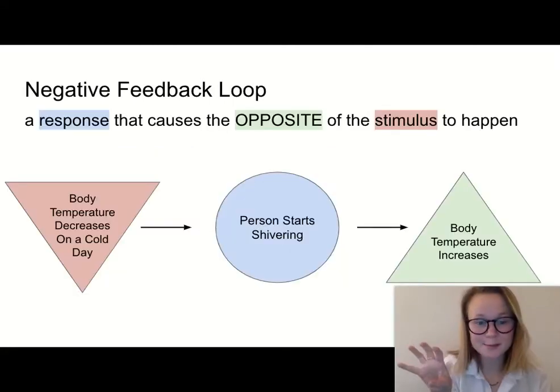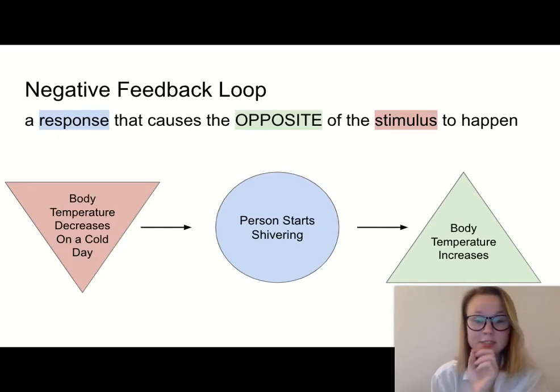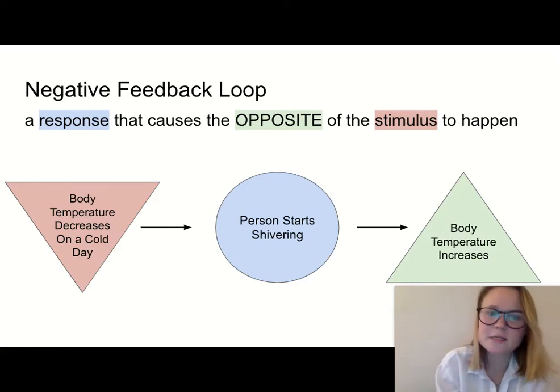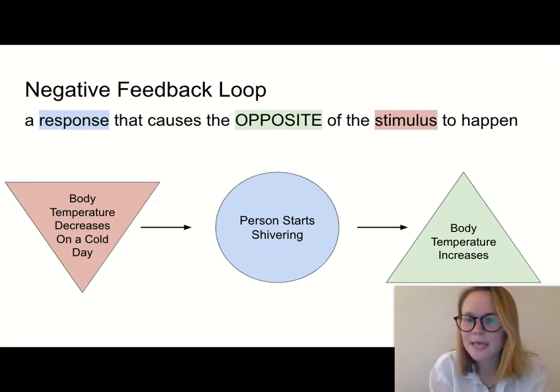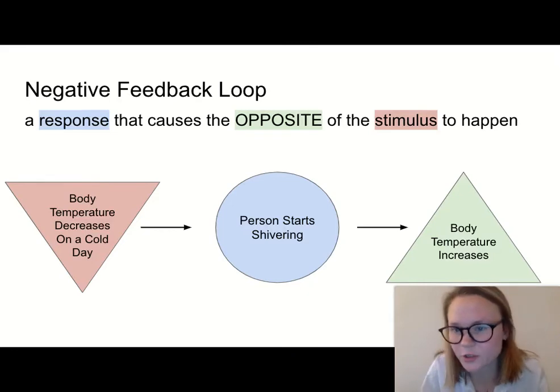So when there's been a stimulus and then a response, one of two things can happen. The first thing that could happen is called a negative feedback loop. And in a negative feedback loop, the response to the stimulus causes the opposite of the stimulus to happen. So for example, let's think about the example on my screen here.